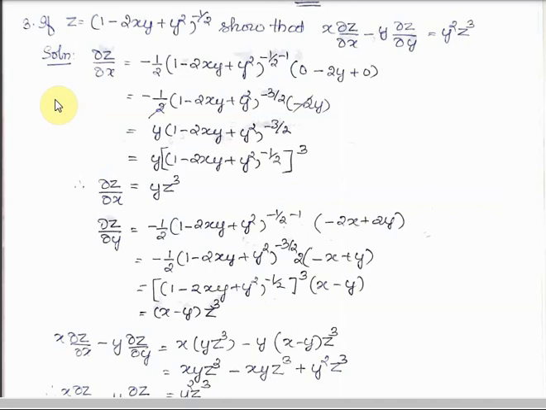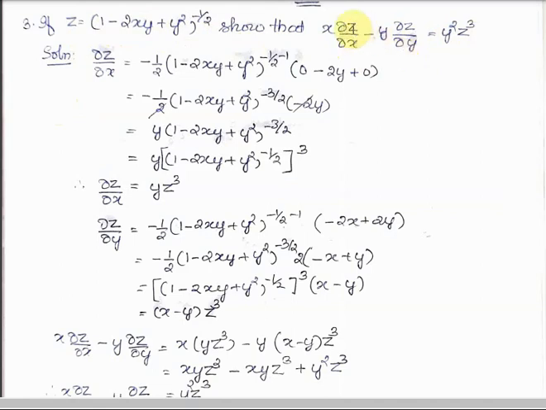Now we will move to the third problem. If z is equal to (1 minus 2xy plus y square) to the power of minus half, show that x dou z by dou x minus y dou z by dou y is equal to y square z cube. Show that questions are easy because you already know what you have to get as an answer. So we'll start with the left hand side and show that it is equal to the right hand side.